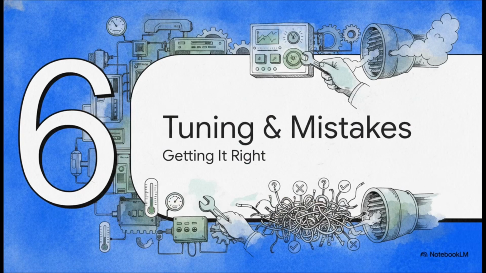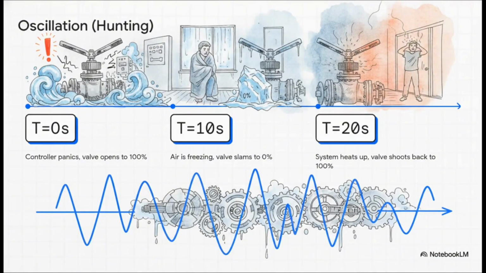Section 6, Tuning and Common Mistakes. Let's talk about getting it right in the field. If a loop is tuned poorly, you get this wild oscillation, which we commonly call hunting. Imagine a chilled water valve for a second. At 0 seconds, the controller panics and just rips the valve 100% open.